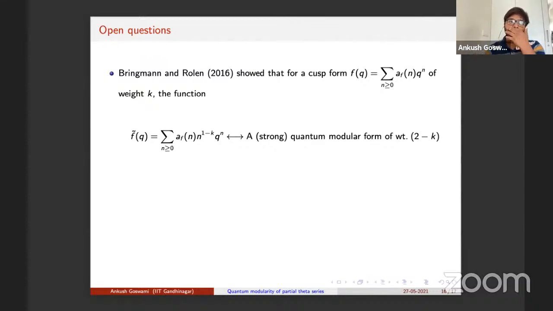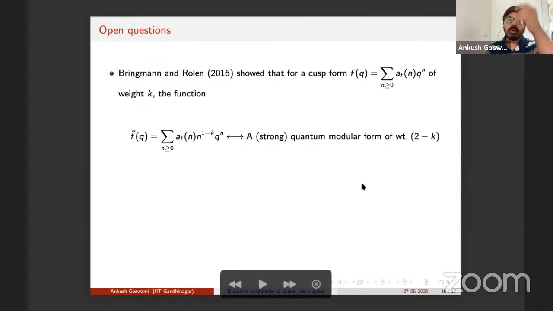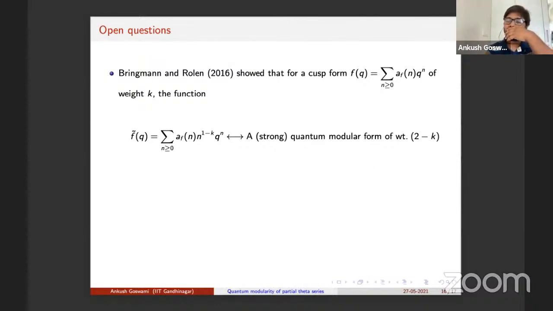The difficulty is actually finding these functions. So you are asking, if I have a quantum modular form here, what about a mock modular form? Yeah, that's a difficult question. Yeah, I actually don't know.